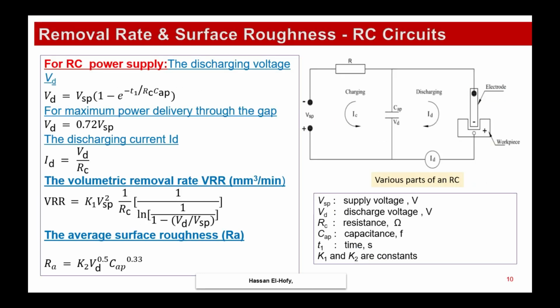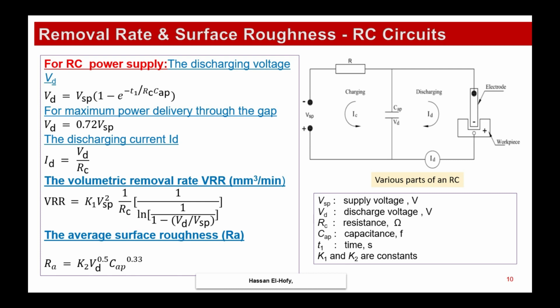When we use the RC circuit or the RC power supplies, we can calculate the removal rate using the equation VRR. We can calculate the discharging current. We can calculate the discharging voltage as a function of the supply voltage according to the electric circuit shown at the right. For maximum power delivery through the gap, the discharge voltage must be 0.72 of the supply voltage.